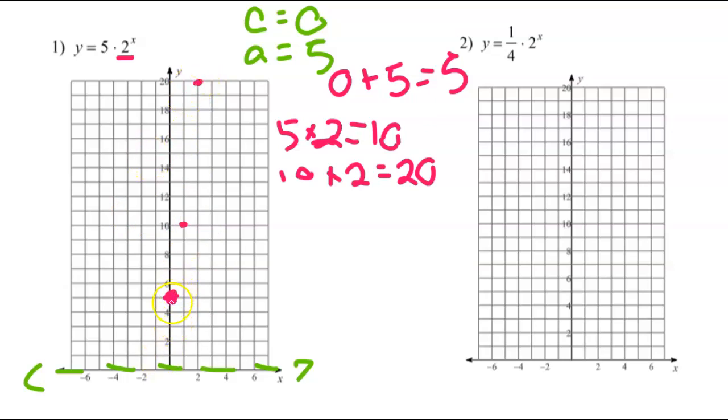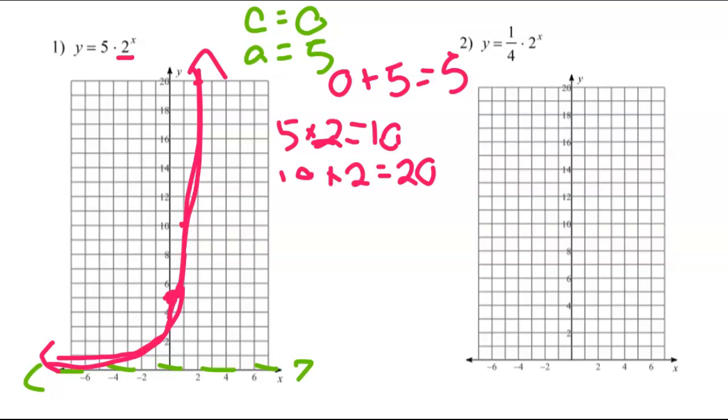I can go the other direction. Instead of multiplying by 2, I divide by 2, and it will get smaller and smaller. So what it's going to look like is it comes down through here and goes towards this asymptote. And that is our pretty exponential graph.